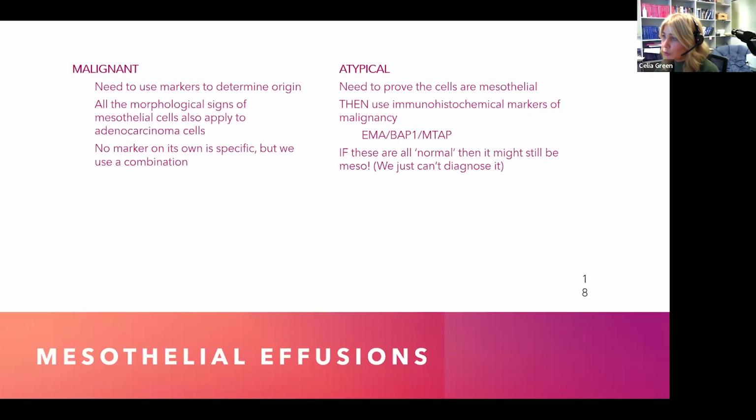If these are all normal, keep in mind this still could be meso. We just can't diagnose it. Because if you have a low-grade proliferation with no immunohistochemical markers of malignancy, that doesn't mean those cells are benign. It does mean that we can't diagnose them. And that is probably the only circumstance where you might get an indeterminate pleural fluid rather than a negative malignancy sort of circumstance, because we can't differentiate accurately between a reactive proliferative process or a neoplasm.